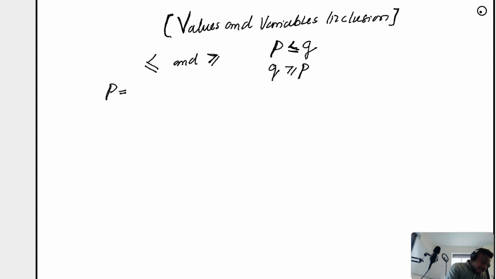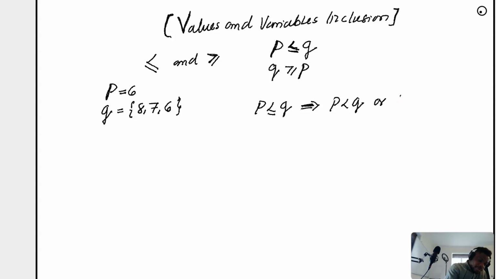Let's say our P is 6. Then our Q is a range of values, which is 8, 7, 6. So P less or equals to Q means that P is less than Q, or P is equal to Q. That is what that means, right? So let's check now. What is our P?